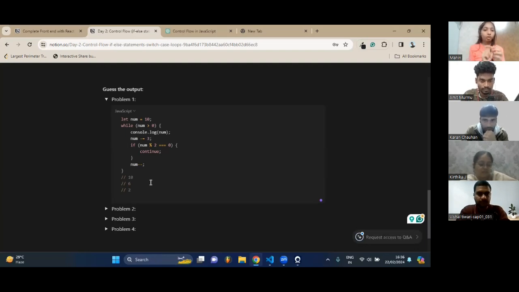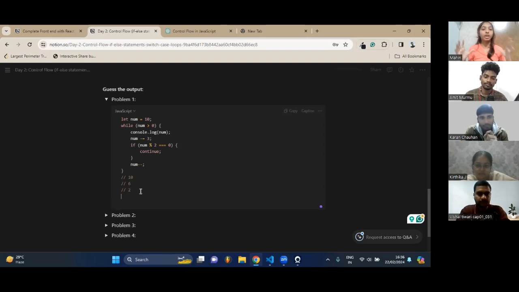But 2 minus equal to 3, and 2 is less than 3. 2 minus 3 gives minus 1. So now minus 1, it will not go in that particular block where num modulo equal to 0. So minus 1 goes to num minus minus. So minus 1 it will go to minus 2, and minus 2 is not greater than 0. So it will not go inside the while loop, and this is my answer: 10 6 2.